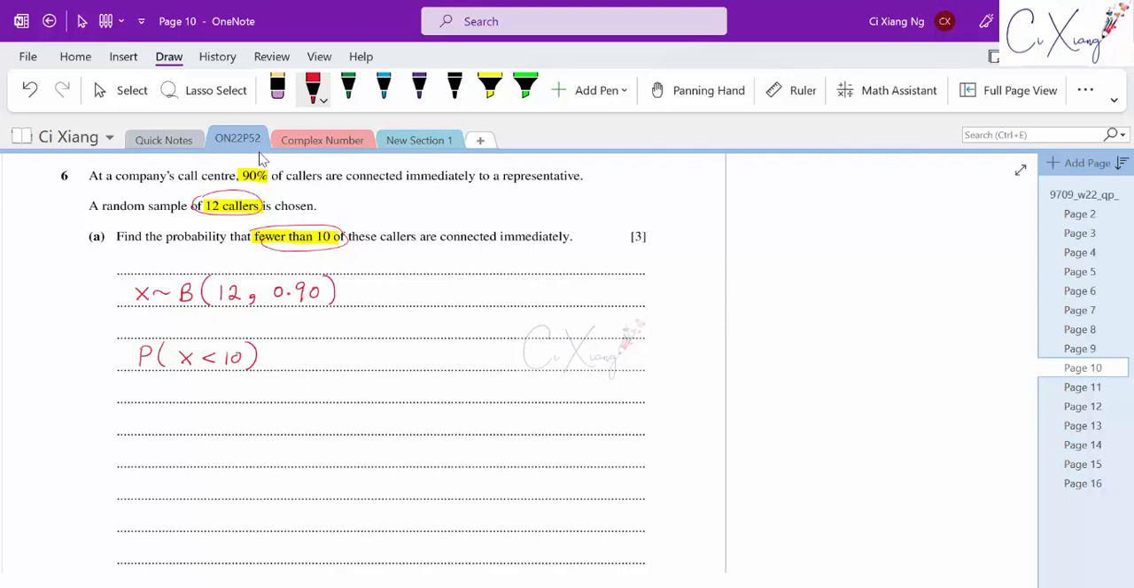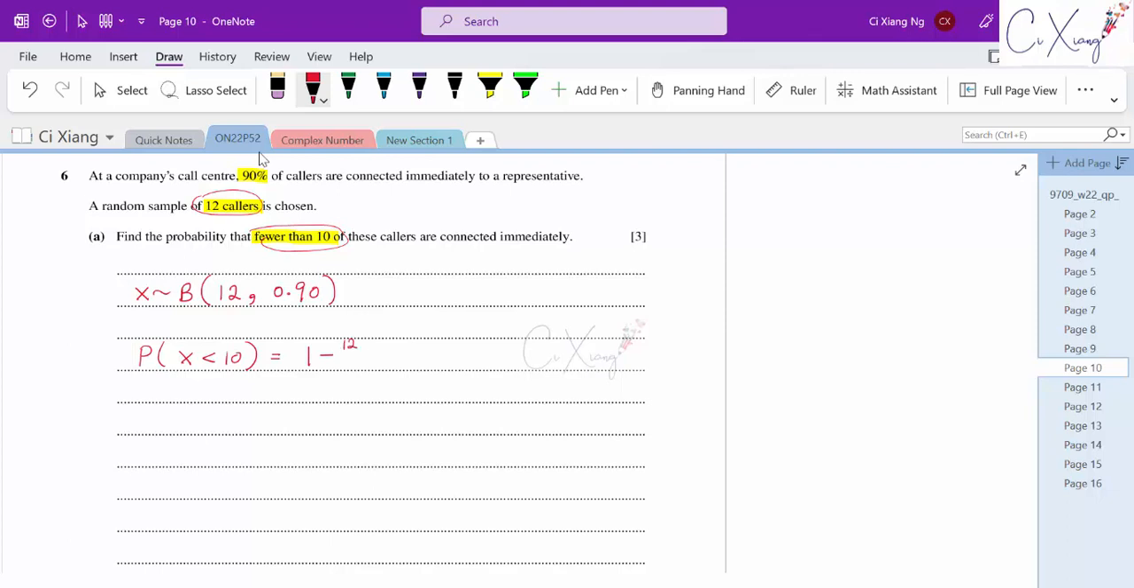So x smaller than 10, right? By right, we should include the probability that x equals to 0, x equals to 1, until x equals to 9. So to me, I think it is too long. I will want to take 1 minus x equals to 10, x equals to 11, and also x equals to 12.